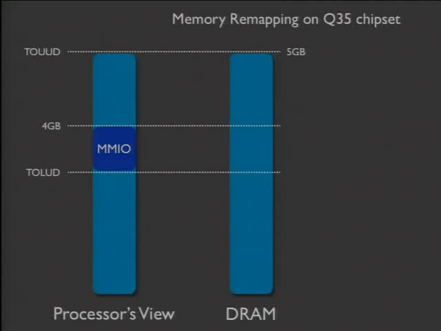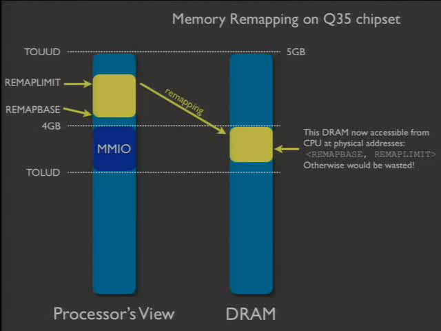So, because of that, on recent Intel chipsets, we have memory remapping or memory reclaiming, as it's sometimes called, which works this way. We have the special remap limit and remap base. These are special registers on the north bridge in the chipset that we can set, and we can remap this unused memory to those addresses. So the processor accesses physical addresses above 4G, for example, and those accesses are directed to the actual physical DRAM that normally is inaccessible because of the MMIO.